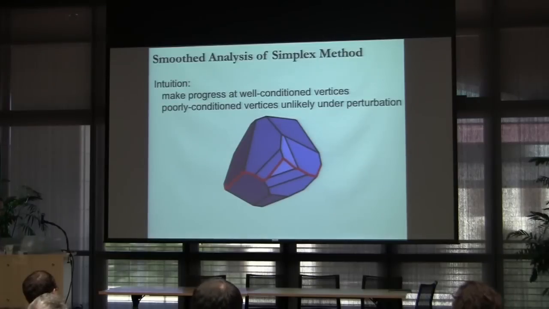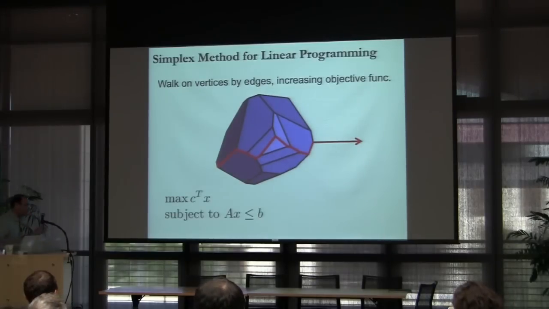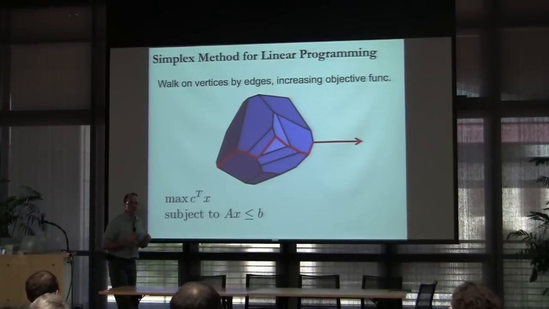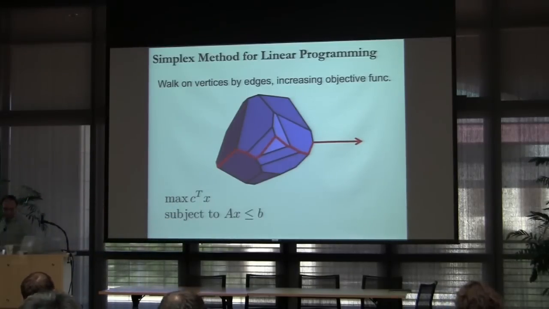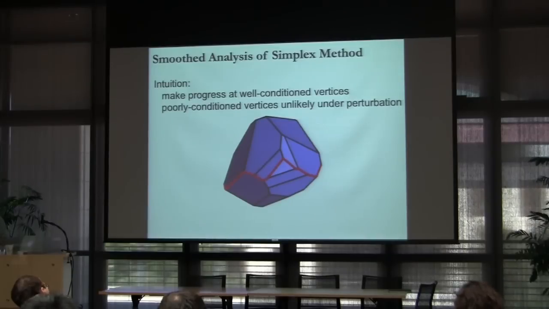And okay, our result was that at least a particular version of the simplex method has polynomial smoothed complexity, even though it's exponential in the worst case. Let me first tell you our intuition for this theorem, not how we proved it.